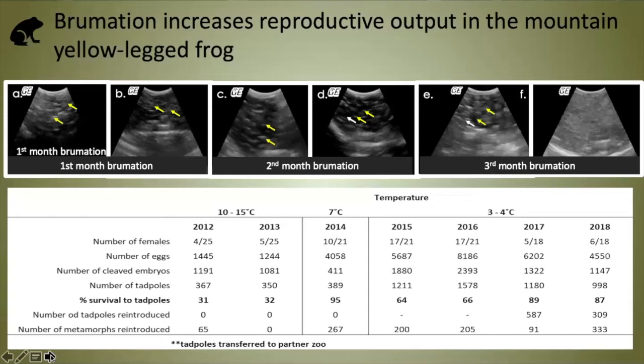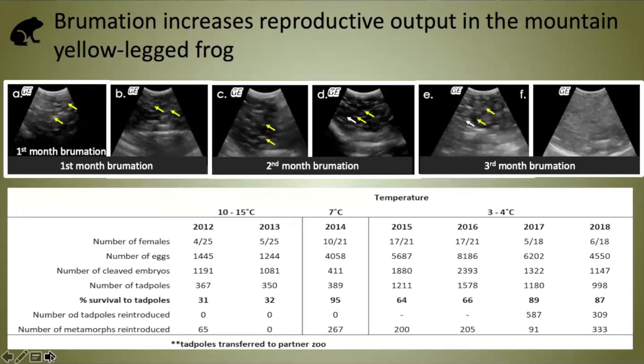In this case, typically the animals are put through about a 3-month brumation period from about December till March. This seemed to help, under natural conditions devoid of any kind of artificial technology intervention, to increase the number of animals produced in the colony, and across the years we were able to begin reintroducing more and more metamorphs back into the environment.